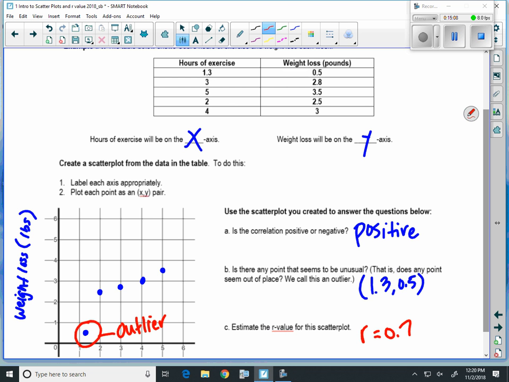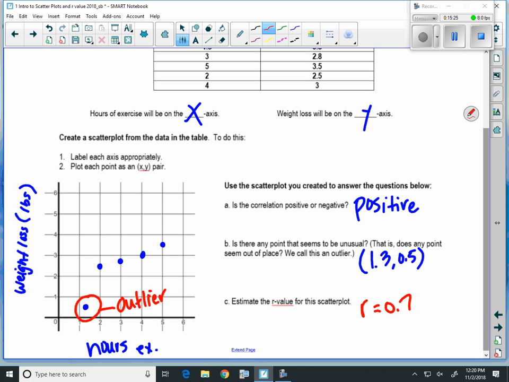Now if we didn't have that outlier, what number would you have told me? 0.9. That is almost a straight line without that outlier. There's more than one outlier. Yes, you can have more than one outlier, absolutely. Okay, any other questions? All right, let's keep rolling.